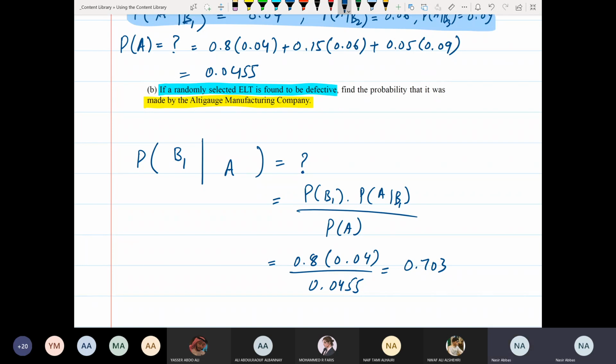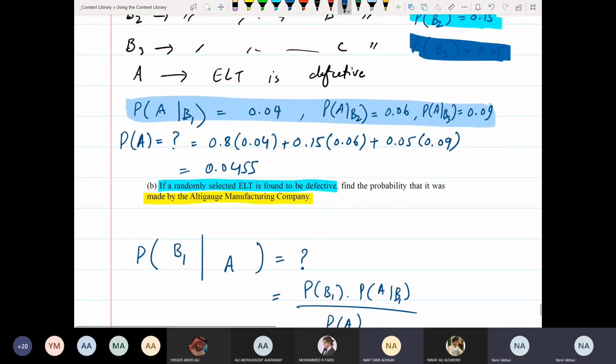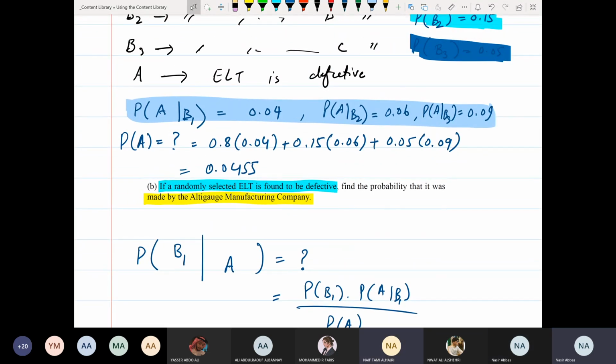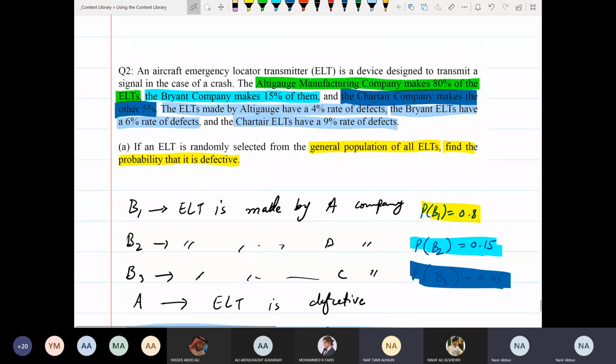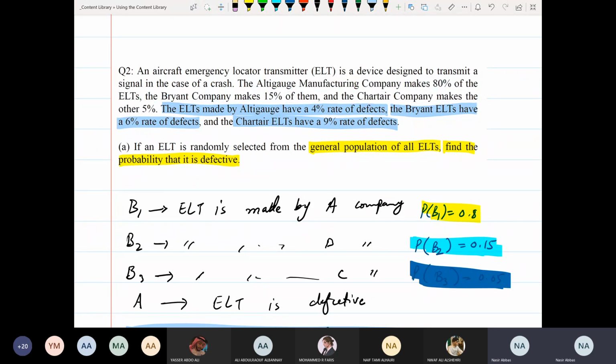Knife, please go ahead. Doctor, in part A, how do I know to use given rather than and? Again, look at the question. I'm going to unhighlight all these things and I want you to look at only this blue part that I have highlighted. The ELTs made by company A have a 4% defect rate.